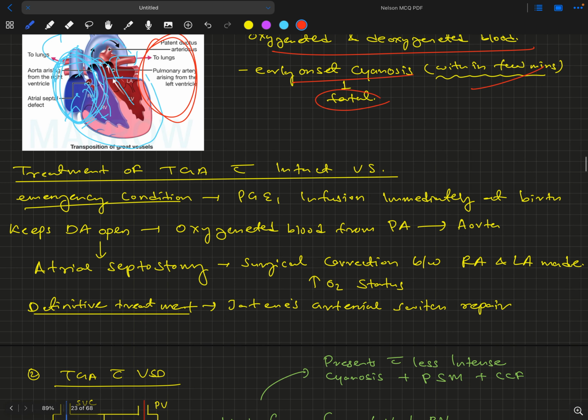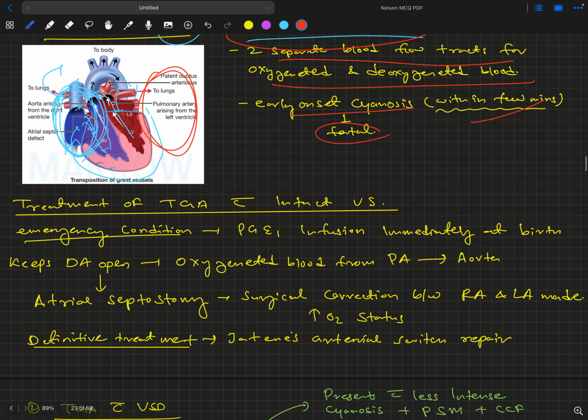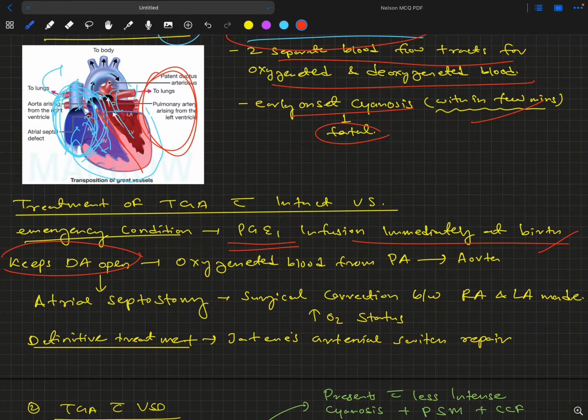Treatment of TGA with intact ventricular septum. If the ventricular septum is intact, then how to treat this case? It is an emergency condition. We give prostaglandin E1 infusion immediately at birth, which keeps the ductus arteriosus open. Ductus arteriosus open means oxygenated blood flows from the pulmonary artery to the aorta.